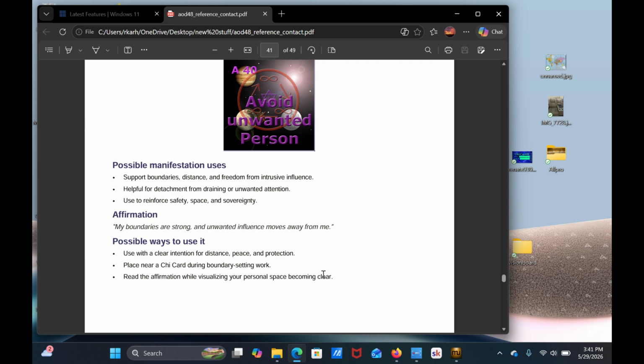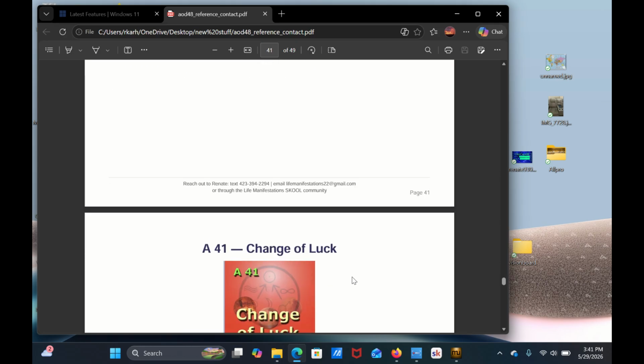Used with a clear intention for distance, peace, and protection. Placed near a cheat card during boundary setting work. Read the affirmation while visualizing your personal space becoming clear.